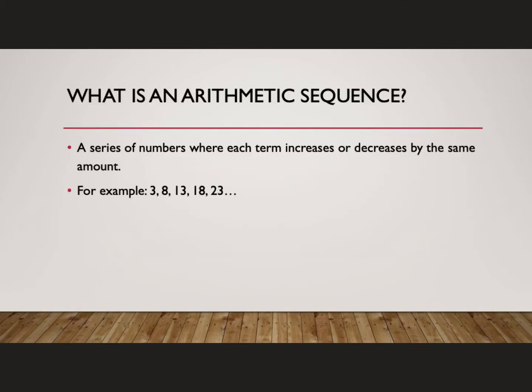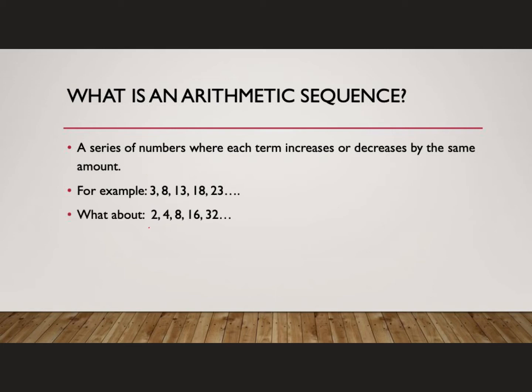Arithmetic sequences. So, what is an arithmetic sequence? It is simply a series of numbers where each term increases or decreases by the same amount. For example, 3, 8, 13, 18, 23. You can see in this sequence, we just add 5 each time. So these are the terms. The first term is 3, our second term is 8, our third term is 13, and you can see what they are.